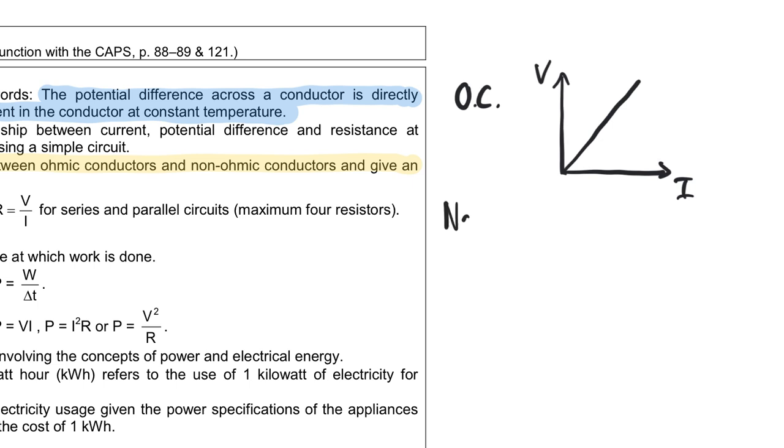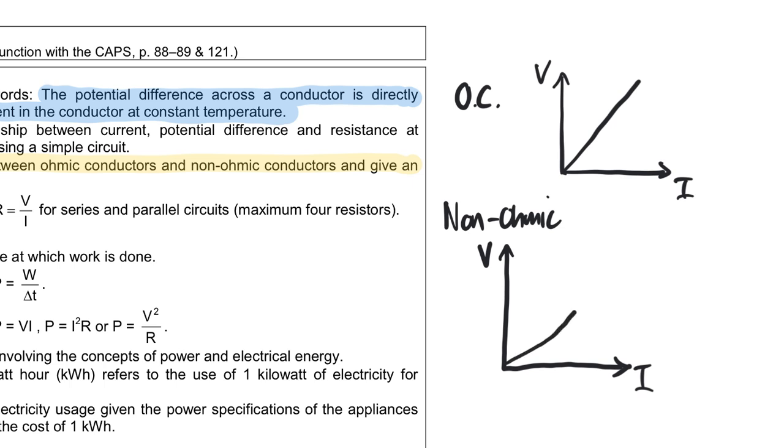A non-ohmic conductor or resistor has various graphs. So, for instance, if you were looking at a voltage versus current graph for a light bulb, you're going to find that it is initially going to look like an ohmic conductor, but soon it's going to deviate. You'll see it deviates there and starts to almost look exponential or parabolic.